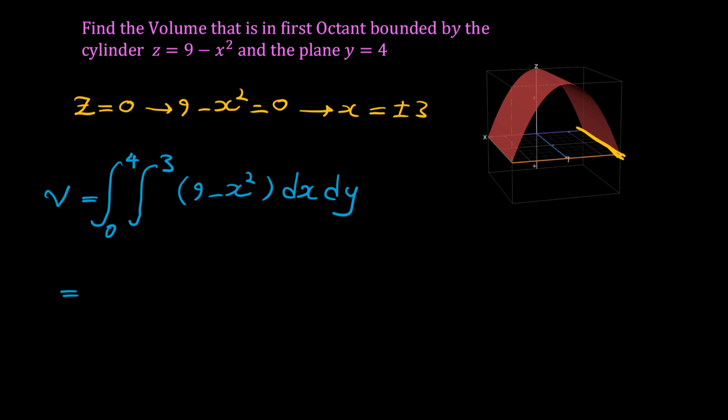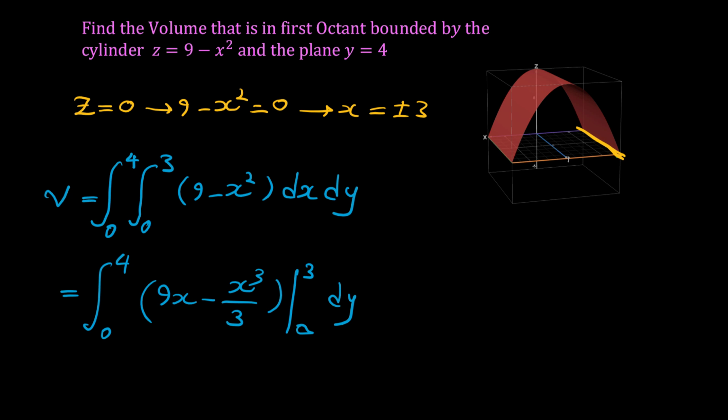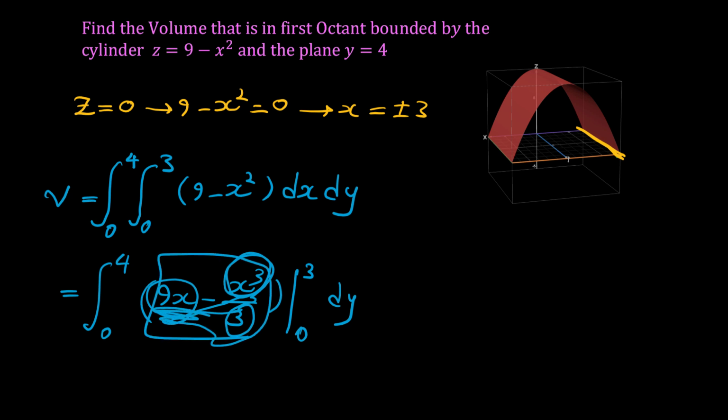For finding this integral with respect to x, the integral of 9 is 9x. The integral of x squared is x to the 3 over 3. All of this from 0 to 3 dy. If we plug in 3, 9 times 3 is 27. 3 to the 3 is 27, divided by 3 is 9. 27 minus 9 is 18. So when we substitute 3 for x, we have 18.